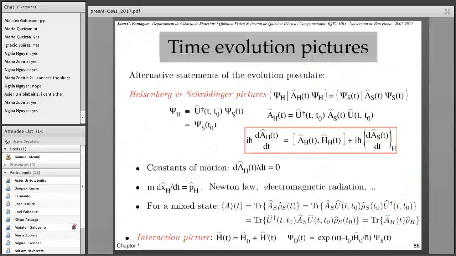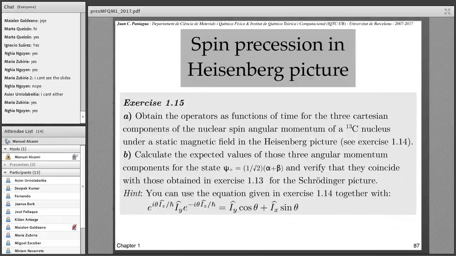So let's go on. Well, this is very simple. It's to write the operators for the components of the spin angular momentum in the Schrödinger picture, in the time evolution picture of Schrödinger, for the state we have considered in the previous exercise, a pure state, which is an eigenstate of Sx. Well, and we again should use a relationship between these exponential operators and these trigonometric functions. Let's have a quick look.